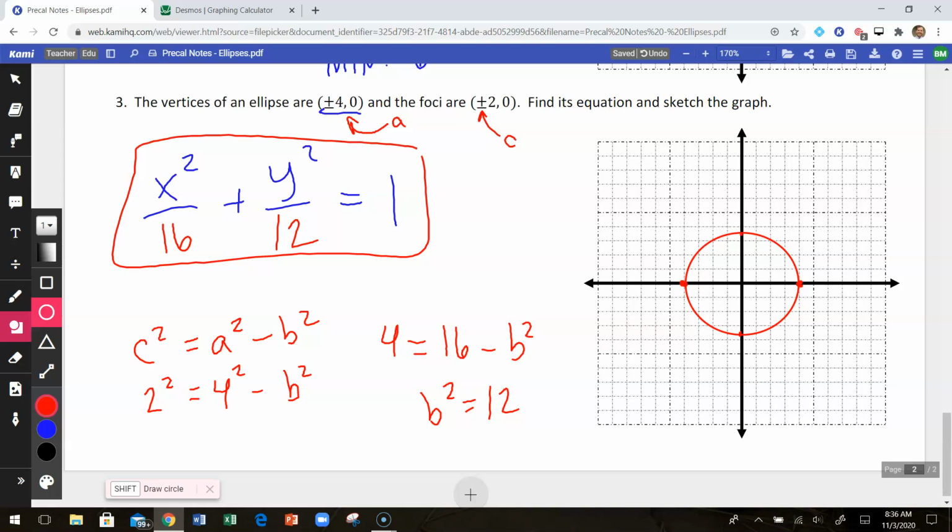Something to consider, we'll make another video about this, but think about what's happening to the shape of our ellipse depending on the numbers a squared and b squared. If those numbers are really far apart, what does that mean your ellipse is going to look like? If those numbers are really close together, what would that mean that your ellipse is going to look like? And how does that affect where the foci are?